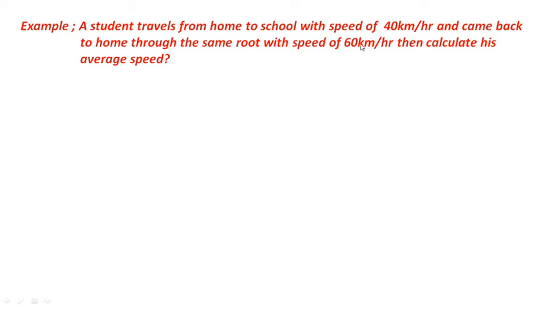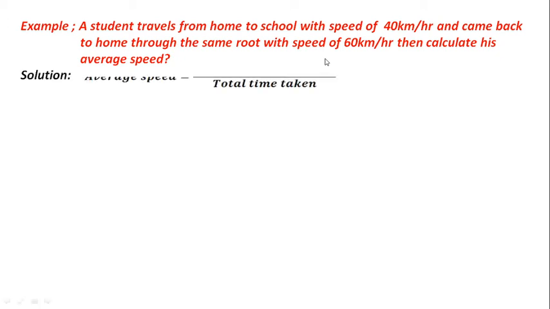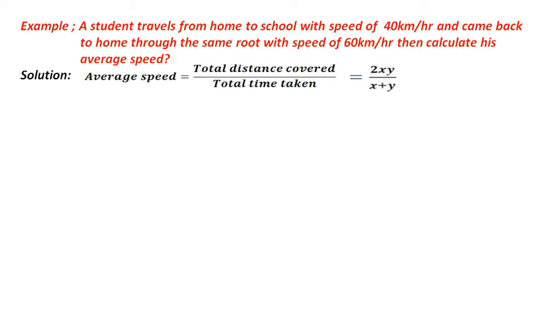You're supposed to calculate the average speed. They have given two different speeds of a student. So here distance is a constant. See how to solve this example. I have solved many examples similar to this, so in the previous video I have derived one formula also.